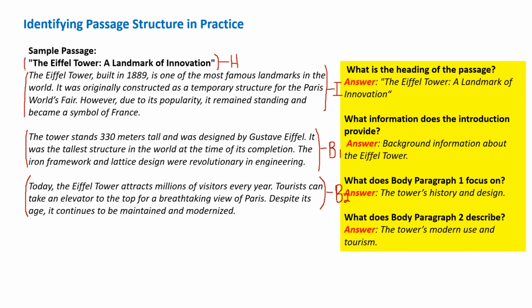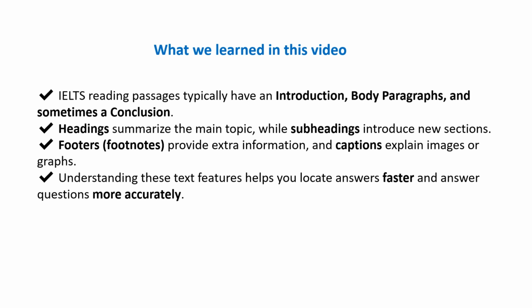Okay, before we end today's lesson, let's review what we have learned. Number 1, IELTS reading passages typically have an introduction, body paragraphs, and sometimes a conclusion. Number 2, headings summarize the main topic, while subheadings introduce new sections. Number 3, footers, also known as footnotes, provide extra information, and captions explain images or paragraphs. Understanding these text features helps you locate answers faster and answer questions more accurately.